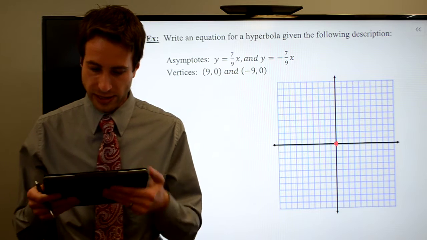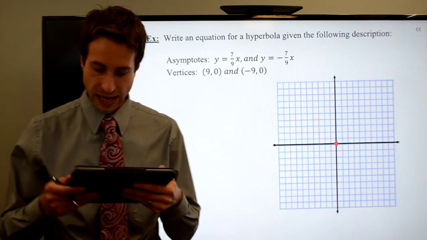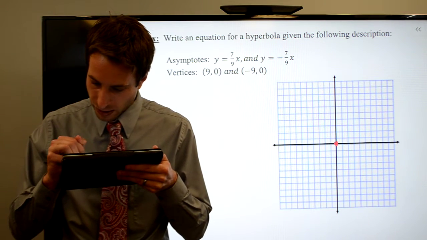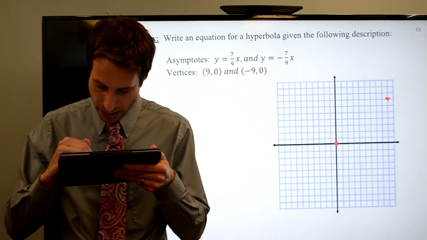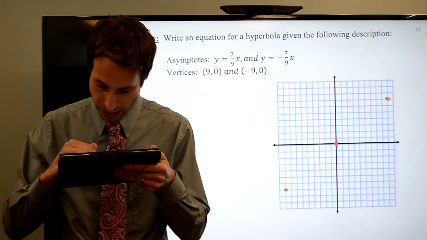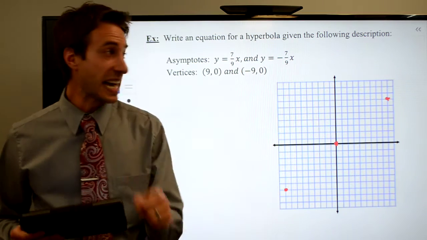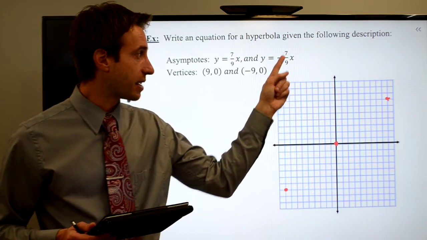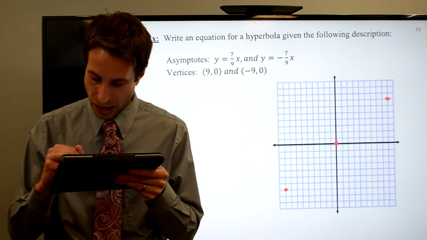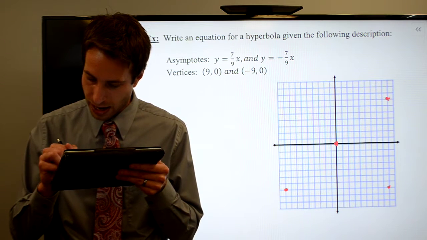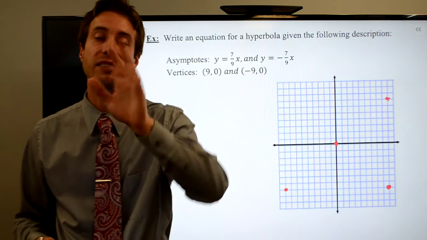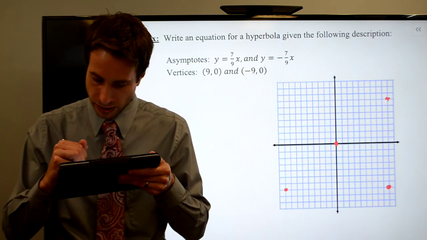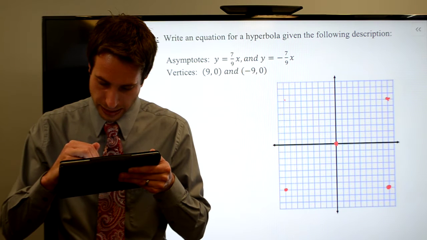That's my y-intercept. My first one is up 7 and over 9. I could also go down 7 and back 9. That's the same thing. My next one is minus 7/9, so that would be down 7 and over 9. Puts me right over here. But that's exactly the same as going positive 7 and minus 9.